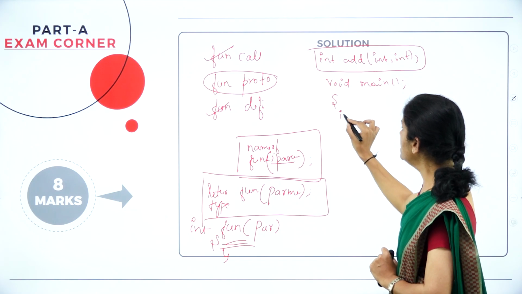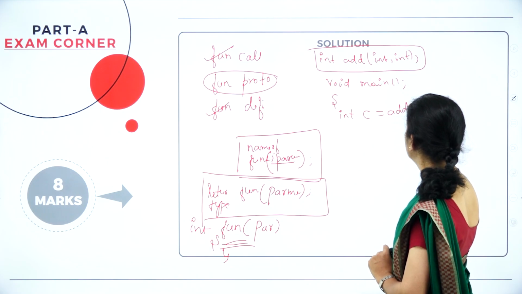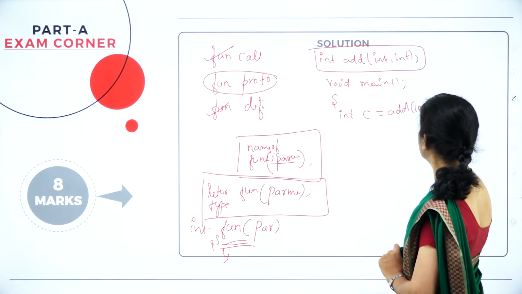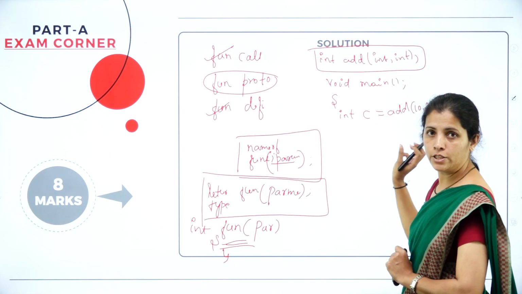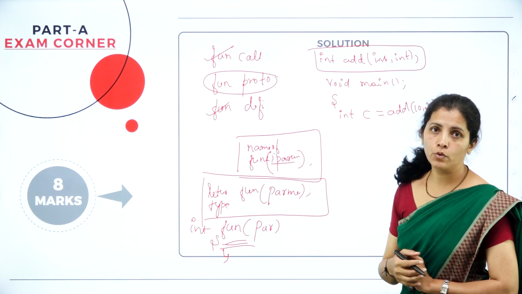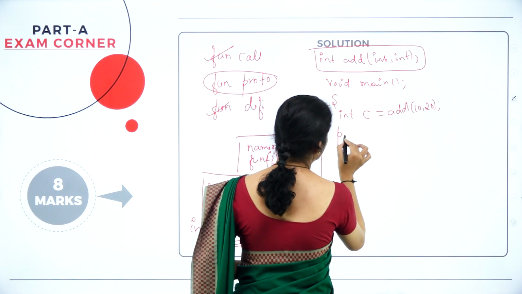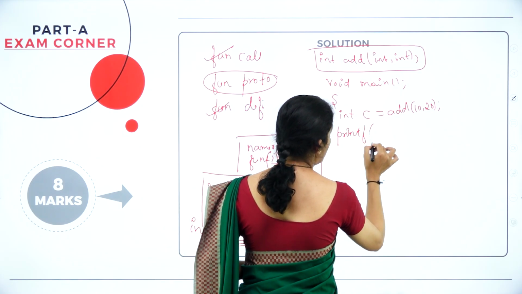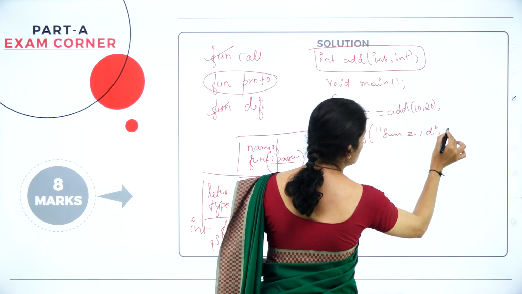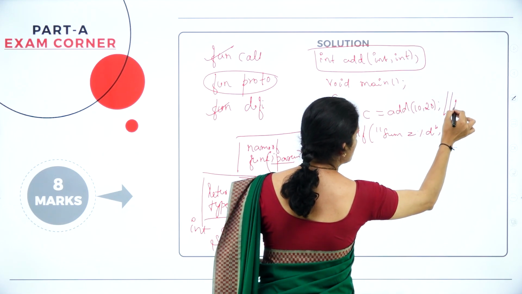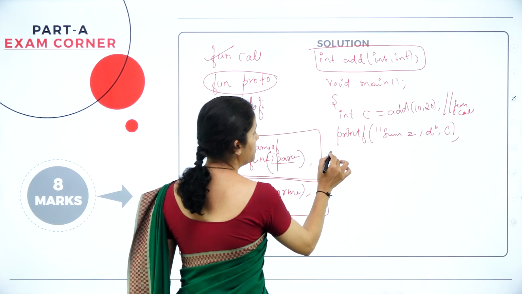Then I'll take int c equal to add(10, 20). So here I'm passing 10, 20. After executing the add function, whatever output I get, I'm going to store in C. So I will write printf("sum equal to %d", c). So this is my function call. Okay, fine. I'll close the main program.